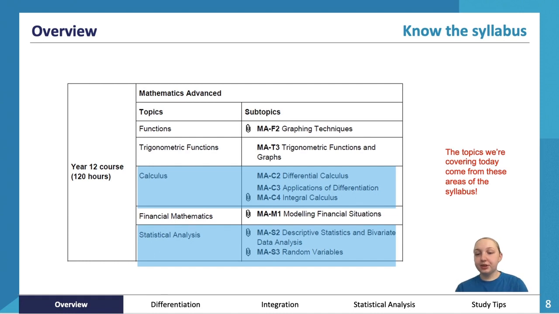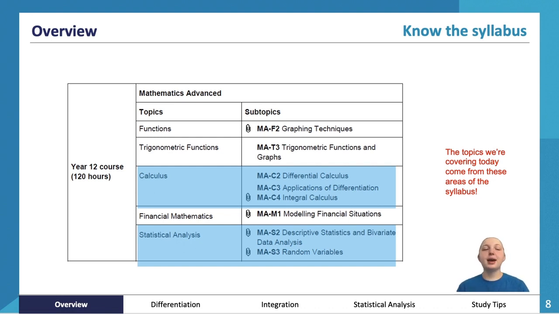So the topics we're covering today come from these 2 areas of your syllabus. So your calculus, your differential calculus, applications of differentiation is looking at optimization, and integration as the 3 subtopics of calculus, and then looking at statistical analysis, including bivariate data and your random variables.